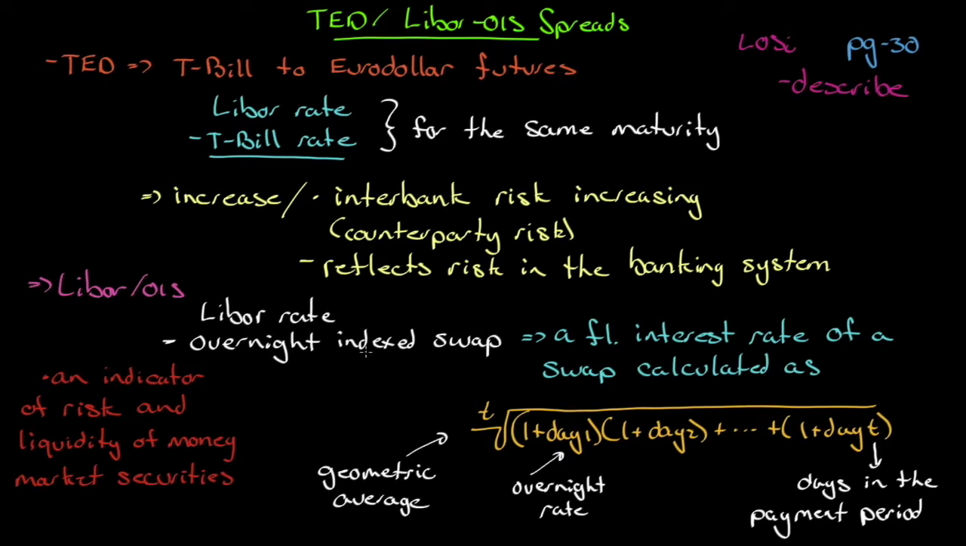Well, what is this? This is a floating interest rate of a swap calculated as this: 1 plus day 1, 1 plus day 2, 1 plus day 3, all the way to day T. This is the overnight rate. So 1 plus the overnight rate times, so it's just a multiplication series. T is the number of days in the payment period, and we're taking a geometric average. So it's the geometric average of the overnight rate over the period. So it's LIBOR minus the overnight indexed swap. It is an indicator of risk and liquidity of money market securities.